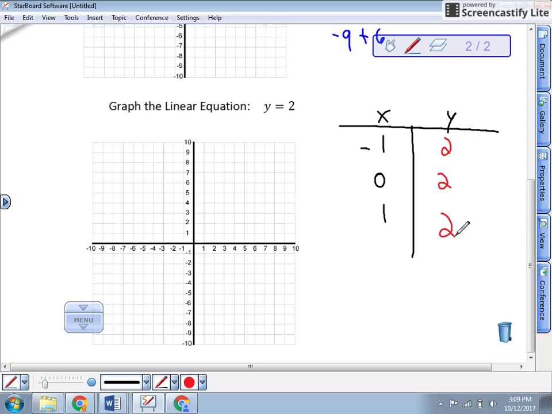Again, it doesn't matter what you plug in for x. It's telling you y is always going to be 2. What does this equation look like? Well, let's plot those points. So negative 1, 2. So back 1, up 2. There's our point. 0, 2. There's a point. 1, 2. Over 1, up 2. There's a point. So this is a horizontal line. And that concludes our lesson on graphing linear equations.